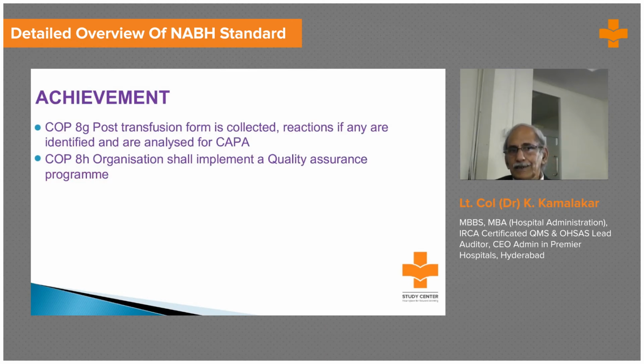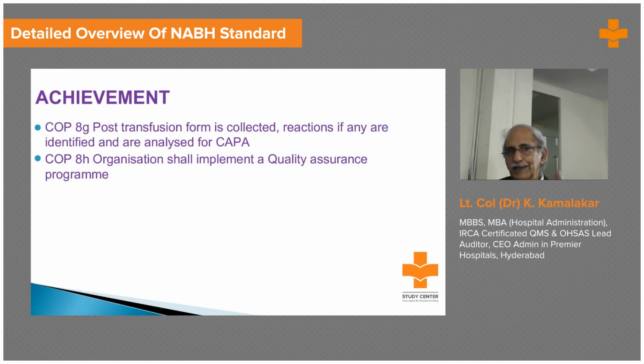Now, this is one example of an achievement category. That means it is not expected in the first assessment, only achievement. The COP is care of patient chapter. In care of patient, you have standard 8, objective element is 8G. So in that objective element, it says post-transfusion forms are collected, reactions, if any, are identified and are analyzed for CAPA. CAPA is corrective action and preventive action.